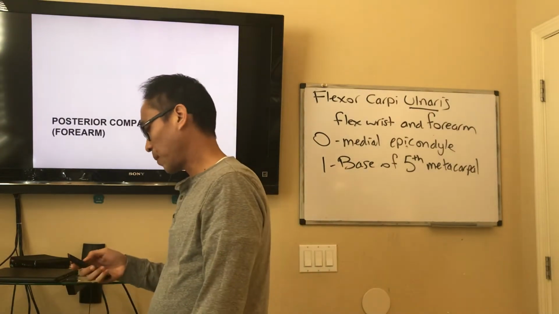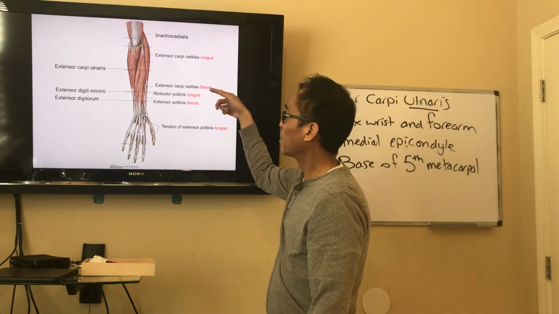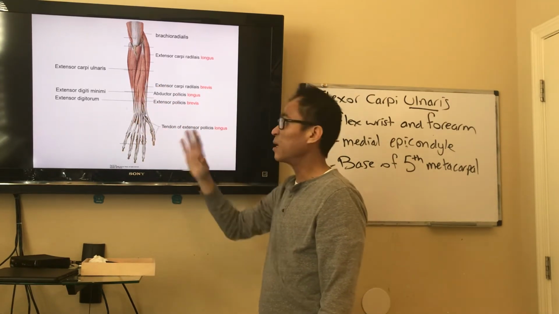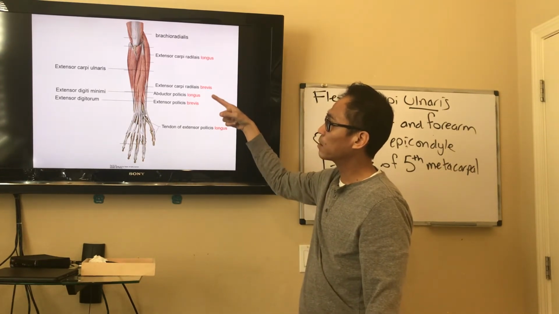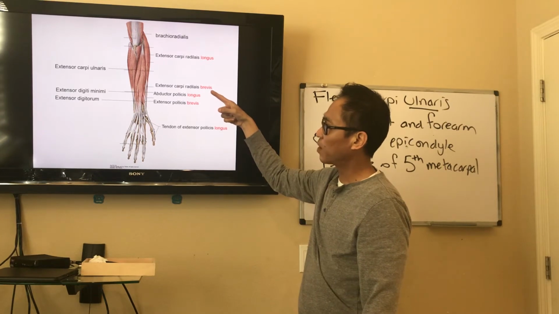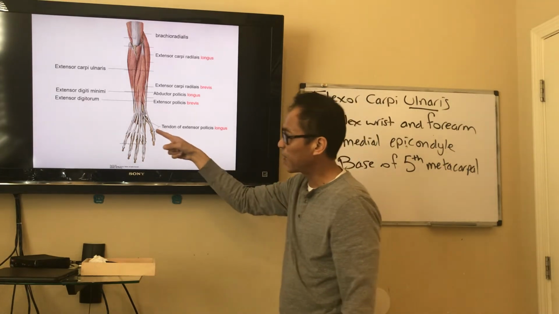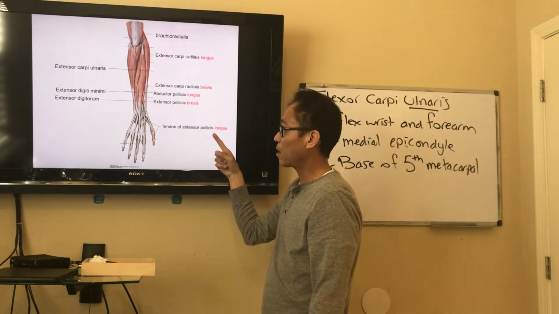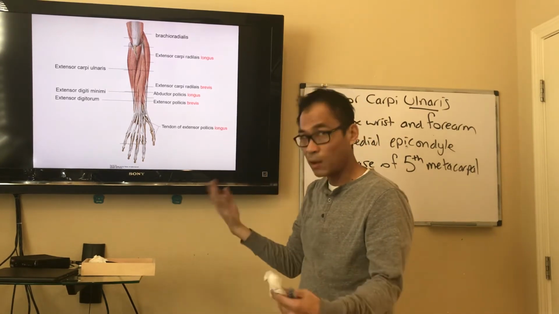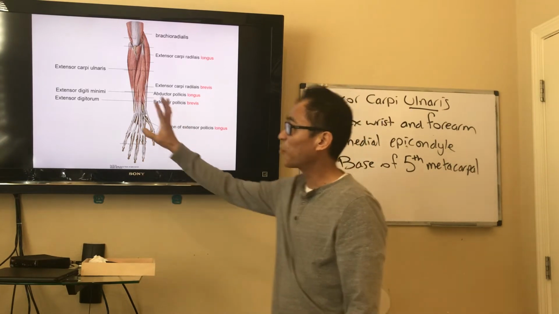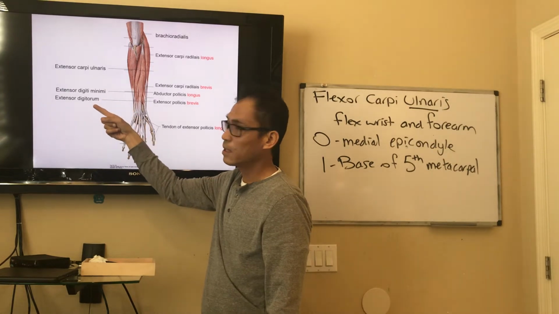Let's move on to the posterior compartment. This one's a little more tricky. A lot of muscles back there: 1, 2, 3, 4, 5, 6, 7, 8, 9. 9 muscles. Brachioradialis, Extensor Carpi Radialis Longus, Extensor Carpi Radialis Brevis, Abductor Pollicis Longus, Extensor Pollicis Brevis. You can see the tendon of Extensor Pollicis Longus. I put these in red. Notice it goes longus, brevis, longus, brevis, longus. It alternates between longus and brevis. And you got 3 on this side: Extensor Carpi Ulnaris, Extensor Digiti Minimi, Extensor Digitorum.